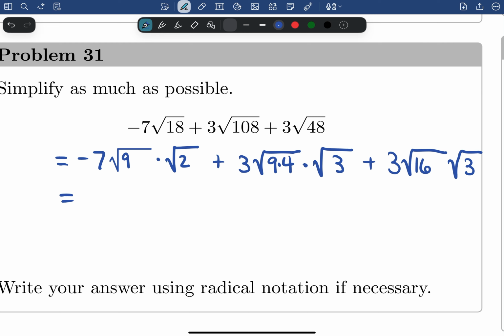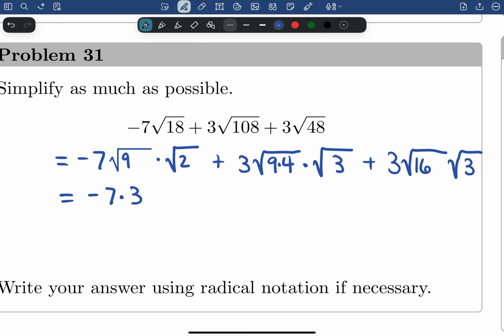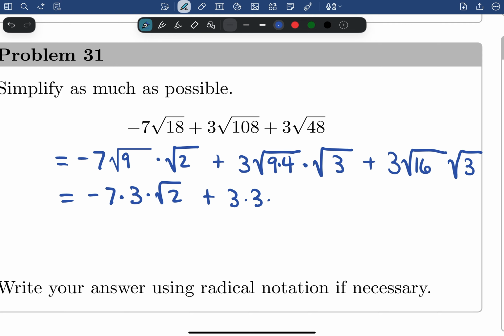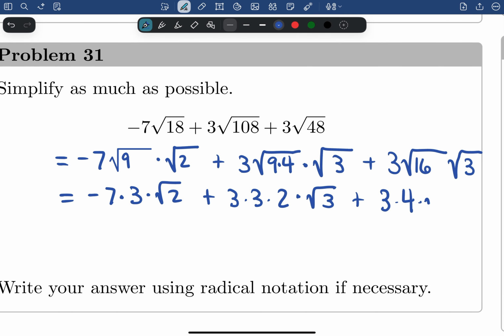Okay, now that I've done this, I can clean it all up and I can say this is negative 7 times, well, the square root of 9, which is 3, times the square root of 2, plus, well, 3 times the square root of 9, which is 3, times the square root of 4, which is 2, multiplied with the square root of 3, plus 3 times the square root of 16, which is 4, times the square root of 3. Okay. Now, negative 7 times 3 is negative 21.